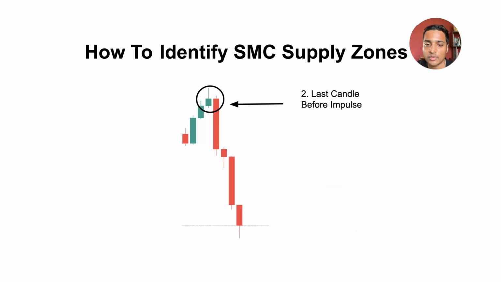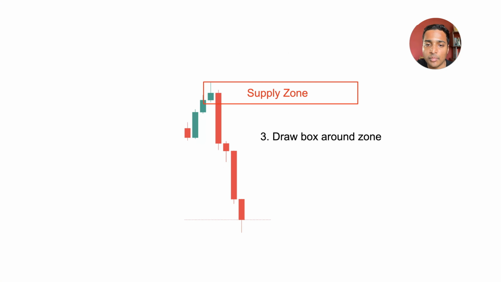Now the supply zone would be similar. We would find a strong impulsive move, often a bearish momentum candle, then mark the last candle before the impulsive move. We would then draw a box around the zone for the supply zone, and this is where we would consider a short position from. Price would be expected to come up to the supply zone and then reverse.